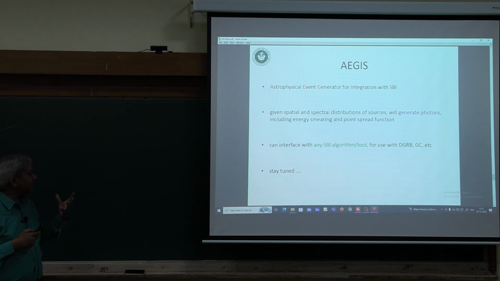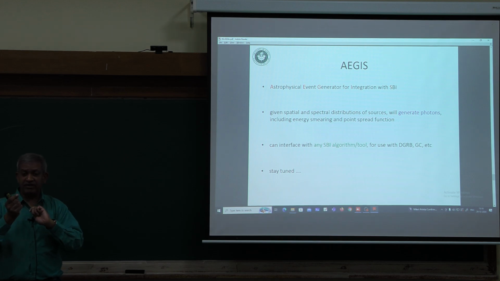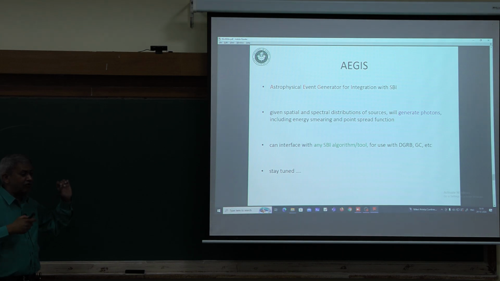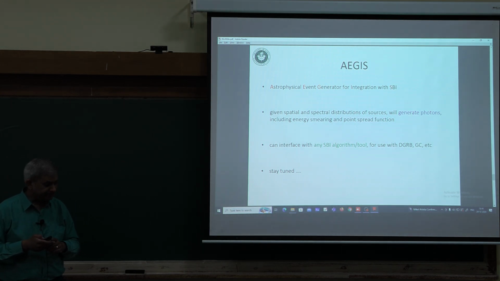This is basically a tool such that, given the spatial and spectral distribution of your sources, it generates photons for you, generating mock photon data, including the smearing of the energy and the direction using the instrument response function. With that mock data, you can then interface it with any kind of simulation-based inference algorithm or tool, and use it, for example, to analyze the galactic center excess, the DGRB, or whatever other gamma ray source you're interested in. So that's some upcoming work.